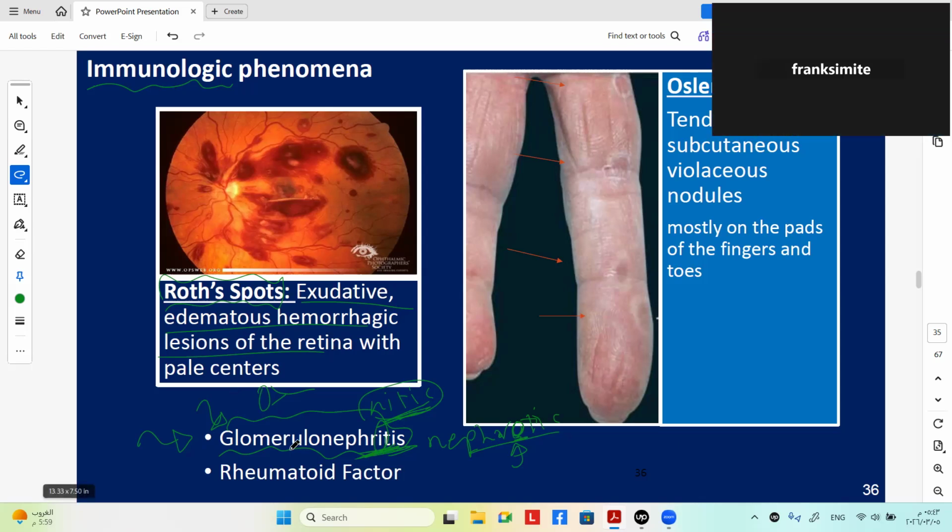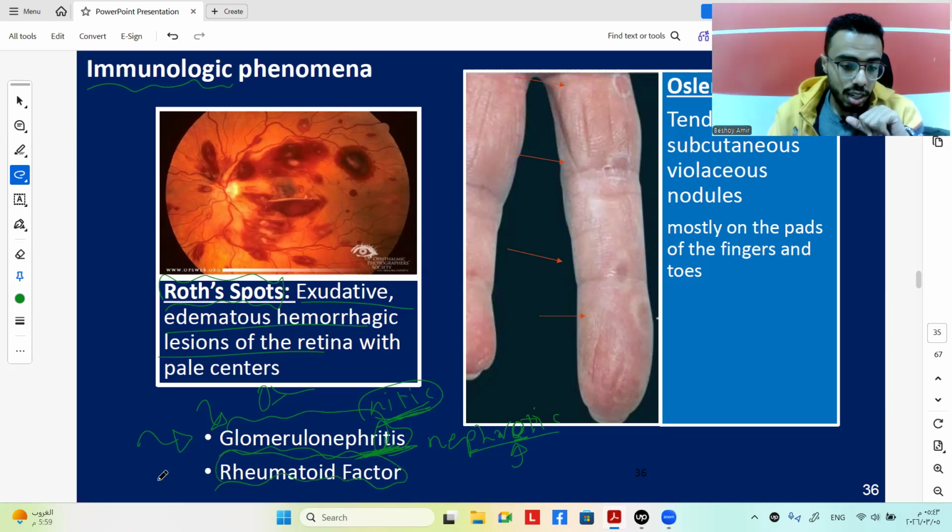Also, we'll be having rheumatoid factor positive. It's an investigation that's associated with immunological reactions or autoimmune diseases.